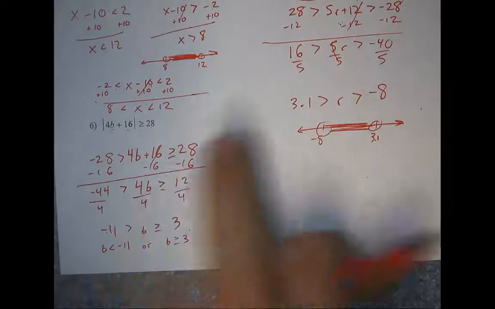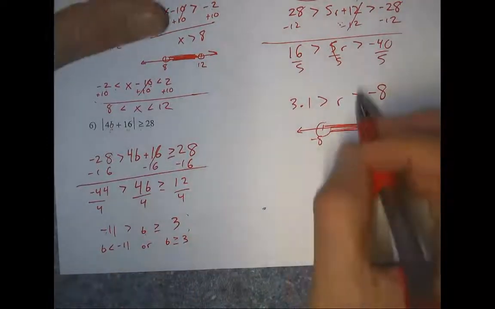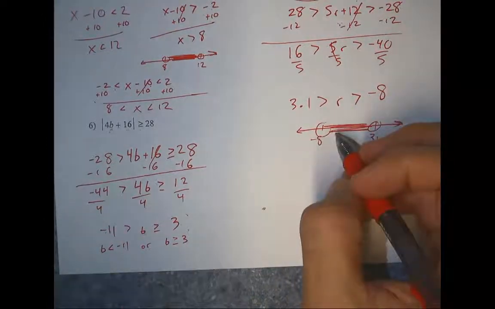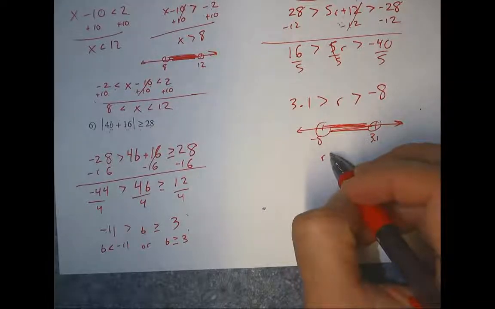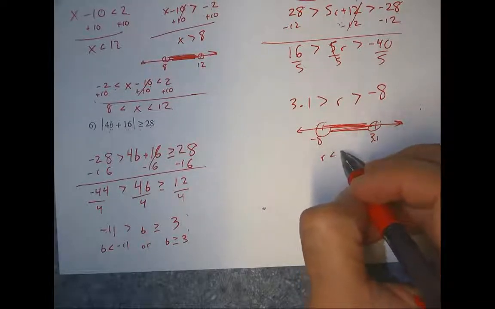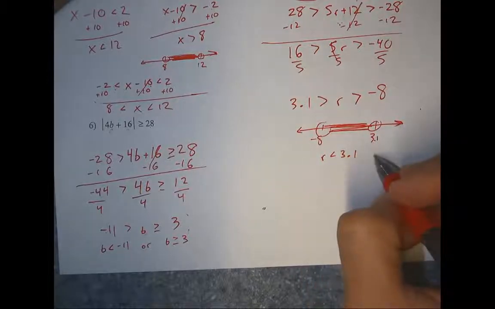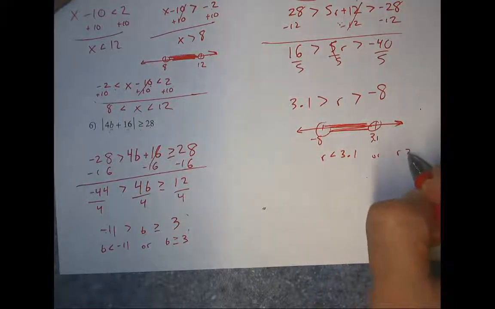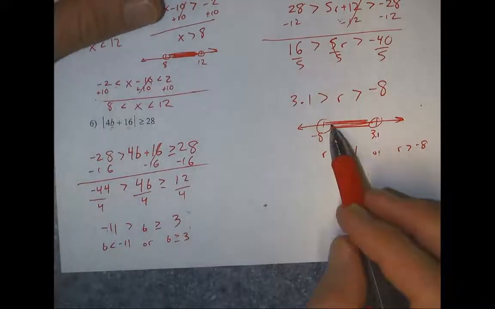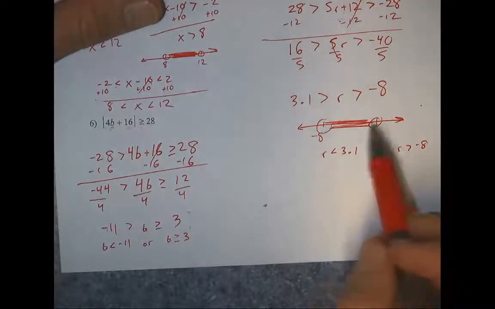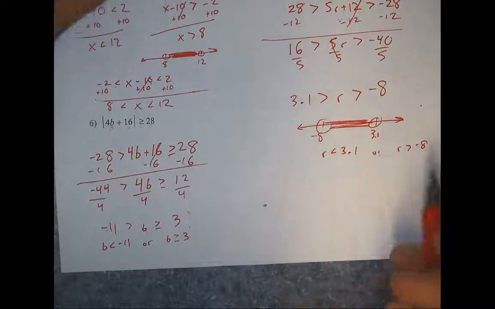And that's another reason if we go back here, and we look at this, this is an or statement here. R is less than 3.1, or R is greater than negative 8. If you think about it as an or statement, any number greater than negative 8, any number less than 12 is going to work right there.